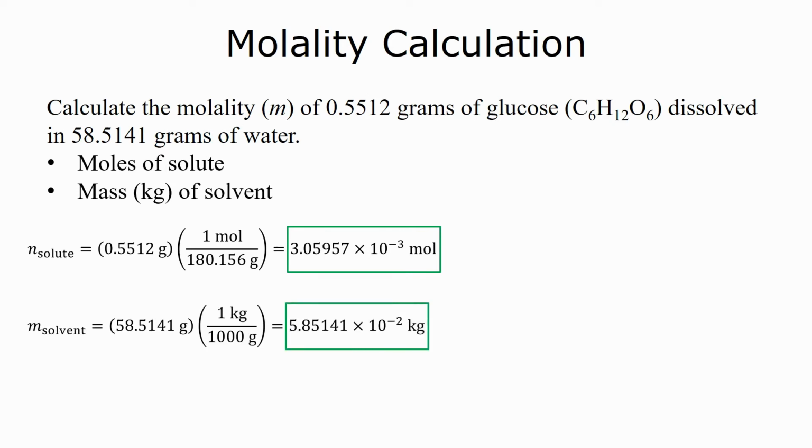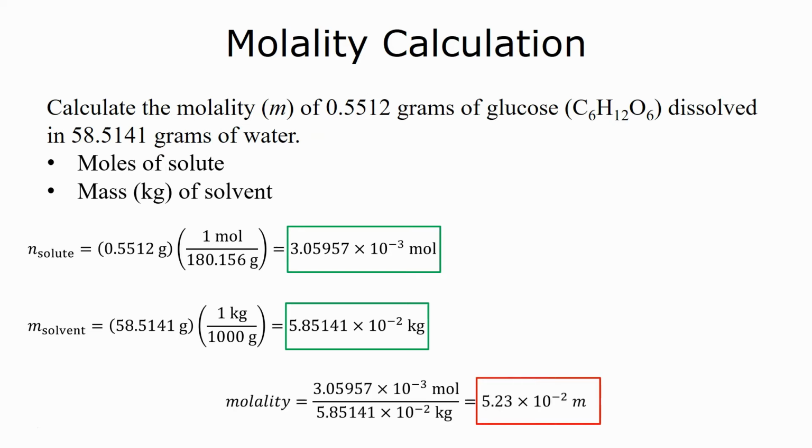But when it comes to the solvent, we have to be very careful. We have to identify what the solvent is, and then we need to take its mass and make sure it's in kilograms. In this case, we have to convert grams of water to kilograms of water. And those are the only two values we need in order to calculate molality. Now, the unit for molality is the lowercase italicized m, if you're ever looking for it.